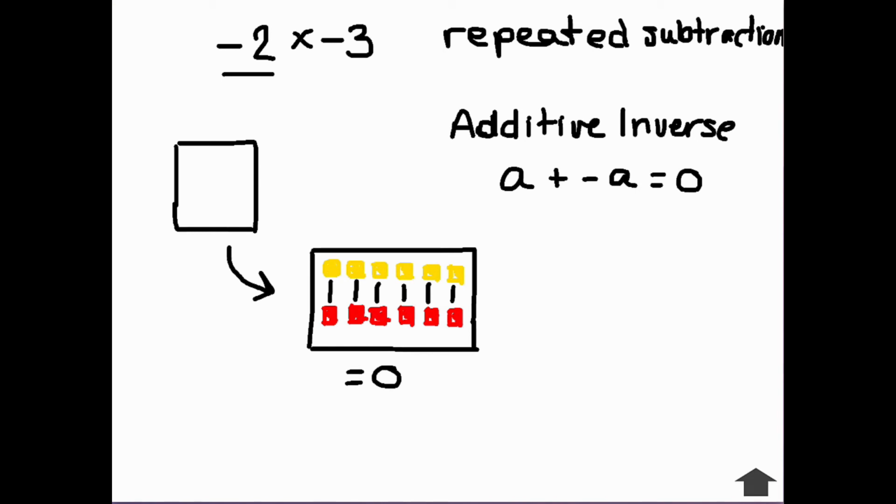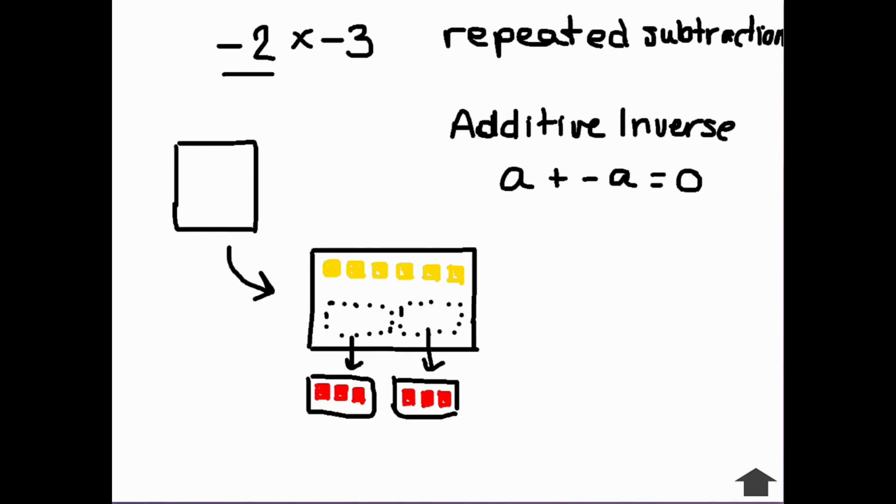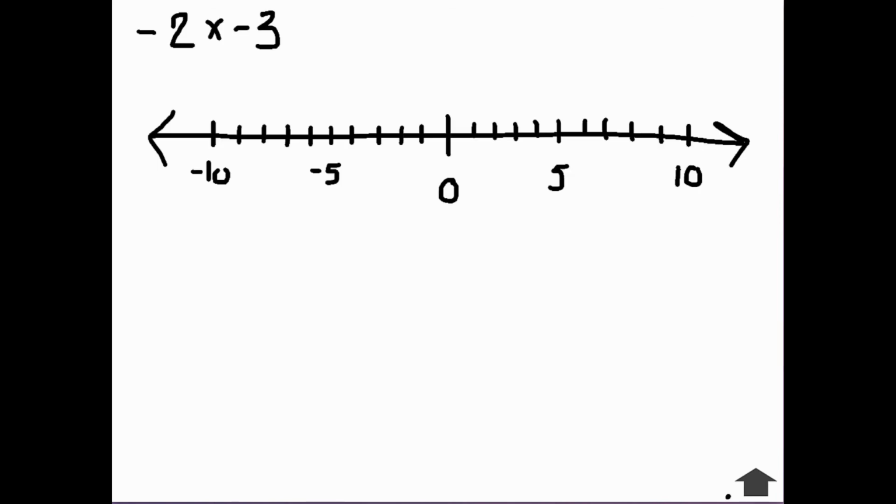Now I can remove 2 sets, or my -2, of the -3. What do I have left? I have 6 positive counters. So positive 6 is my result for -2 multiplied by -3. The number line can illustrate this as well.